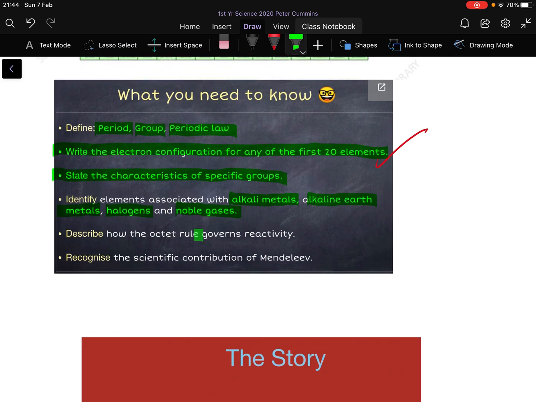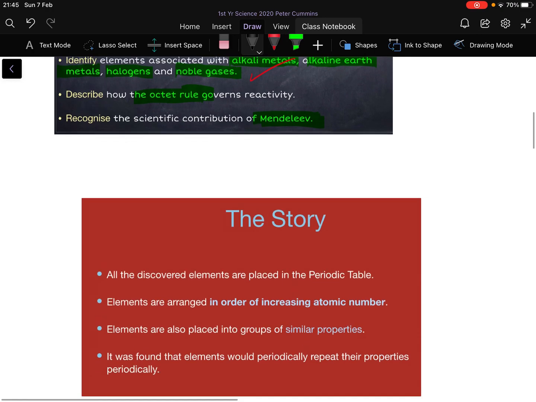Describe the octet rule. What's the octet rule? And recognize this guy, the father of the periodic table, father of chemistry really, Dmitry Mendeleev. He's a Russian scientist. We're going to work through those now. So we've kind of done that one as well already, even before we started.